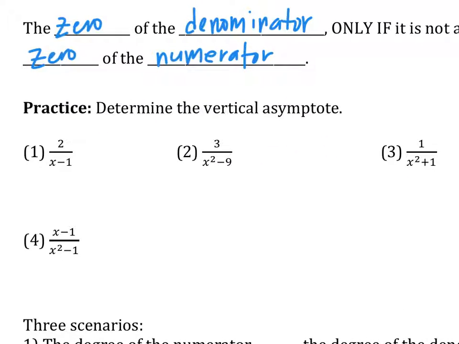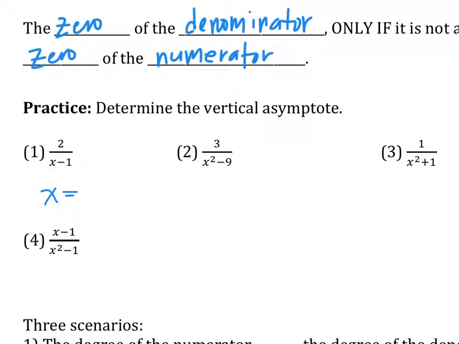Remember, when we're talking about the vertical asymptote, it's x equals, not x not equal to. That's what you write for domain. But vertical asymptote is where is it? So you're going to tell me where it is. Okay, 1, 2, 3, 4.